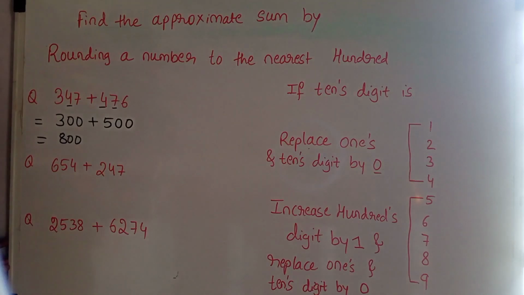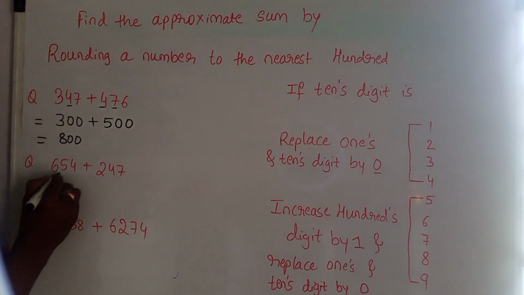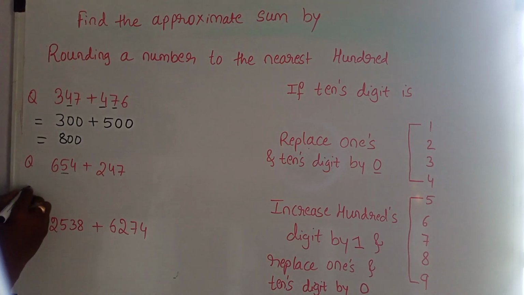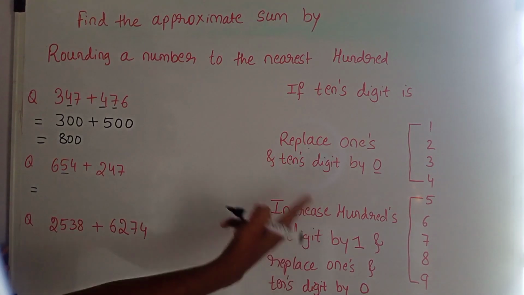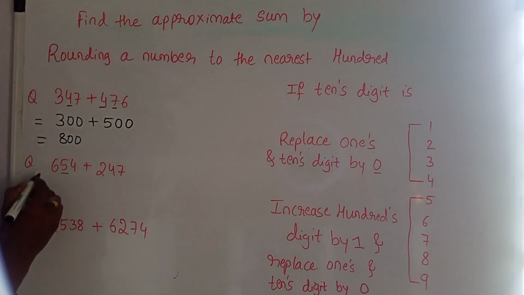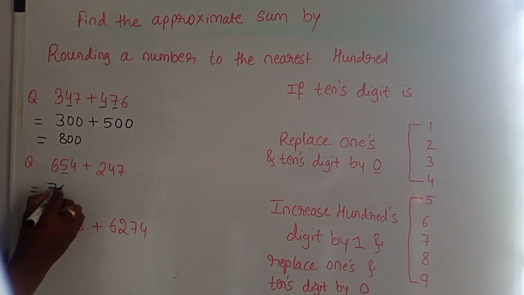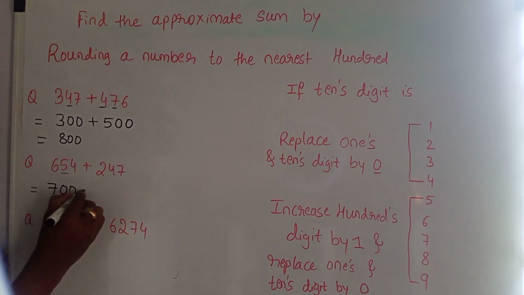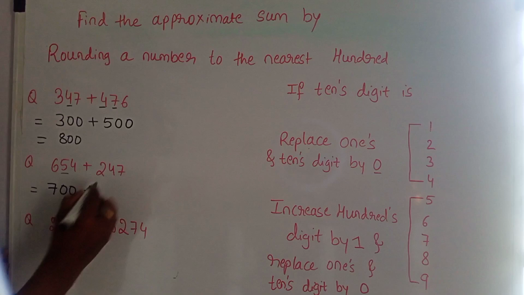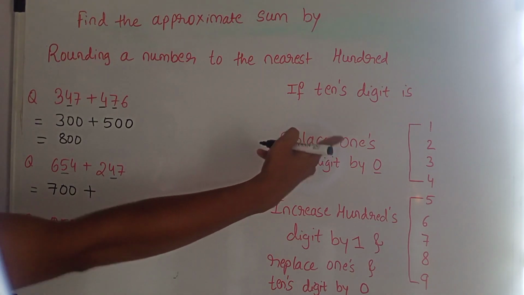Let us go for the next question. Here you check the tens digit is 5. Increase hundreds digit by 1 and keep the tens digit and units digit as 0. 700. In 247, tens digit is 4, it is less than 5.